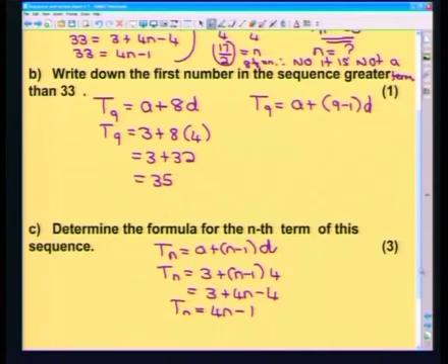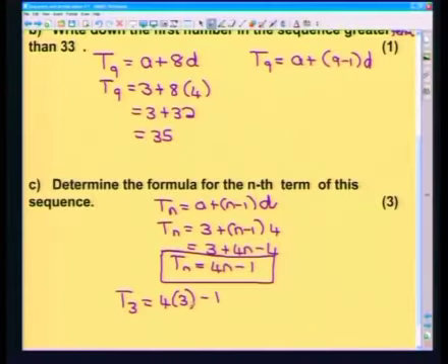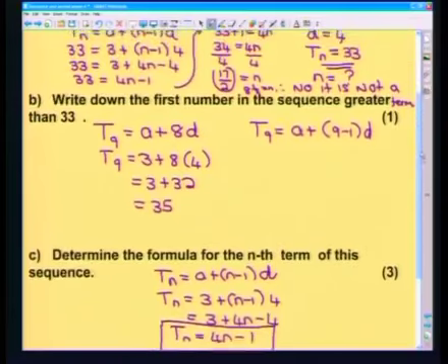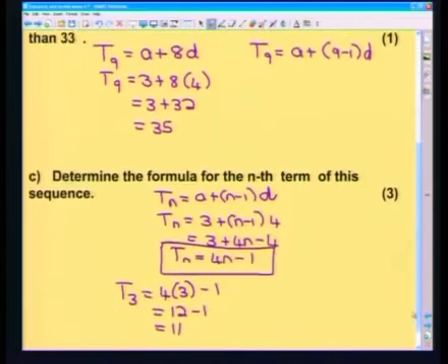So what I'm saying to you is if I used this formula, I could find any term in the sequence. You would not be expected to do this, but let's just check one. Let's see what term 3 would look like. Term 3 would be 4 times 3 minus 1, which is 12 minus 1, which is 11. And if I look up here, let's see if that's true. Yes, term 3 was 11. So it is working. My formula is perfect.